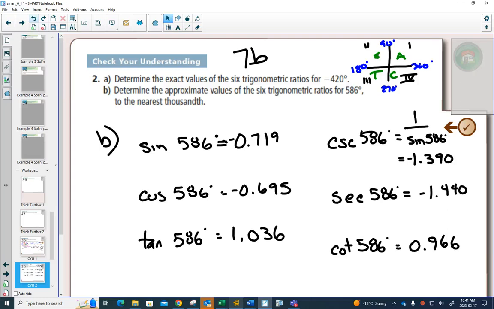Some other things I want you to notice. Does it make sense that if sine is negative, its reciprocal, cosecant, would also be negative? And that where cos is negative, secant will be negative. And if tangent is positive, cotangent will be positive. So these are some patterns that start to come up that we have to be able to recognize.